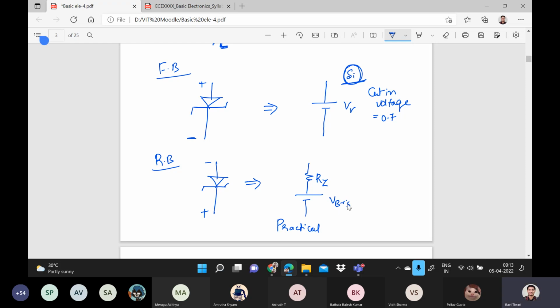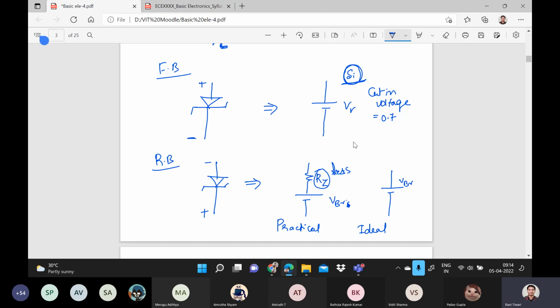And in case of BBR, this is the breakdown voltage. That means a Zener diode will be replaced by a series connection of resistance as well as the breakdown voltage. And if it is an ideal diode, then it will be replaced like this, only with VBR. This Zener resistance is very less. But if it is practical, you have to consider this RZ. But if it is ideal case, you can skip this one.